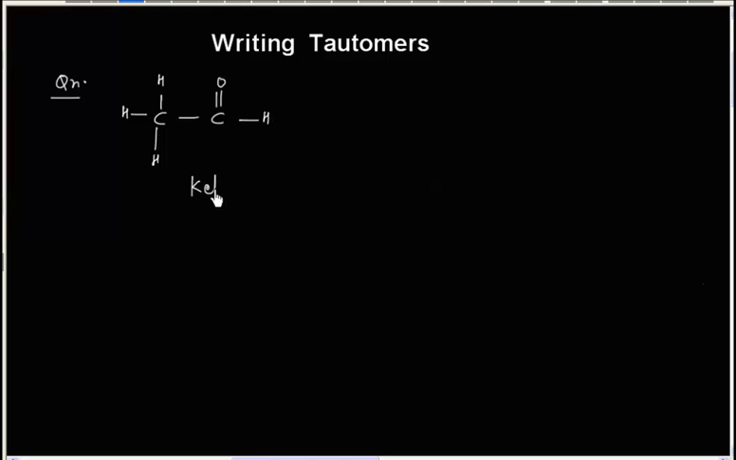So this is keto form because it has a ketone group. And let us write another tautomer of this compound.